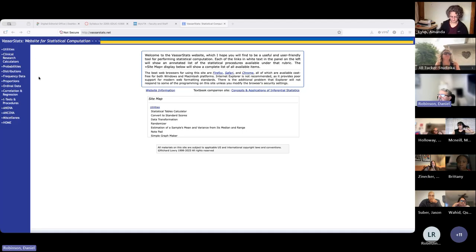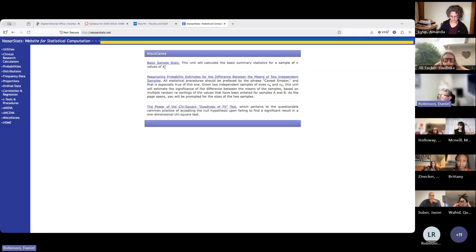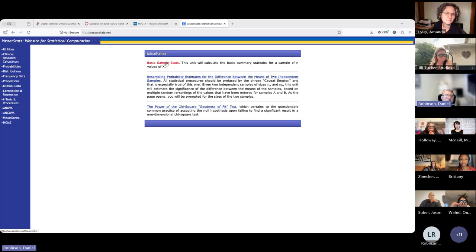All right, so I'm in VassarStats right now. On the far left side here I'm going to click on Miscellanea, and then go up and click on Basic Sample Stats. If you'd like to follow along and pull up VassarStats, that might be a really good thing to do, because that way you can see what I'm doing. But that might be enough too, so if you don't want to do it, that's fine. There will be a recording of this if you need to go back and watch the class.